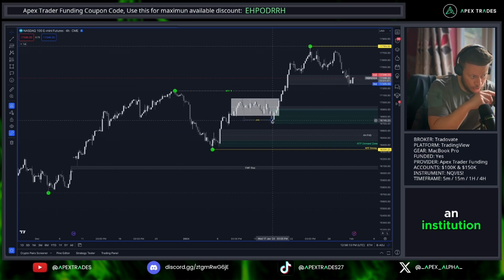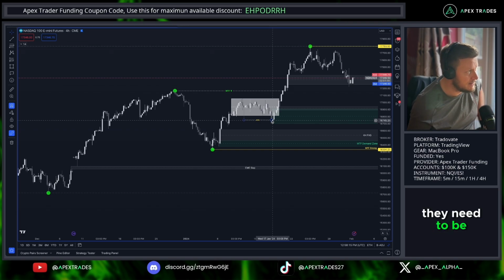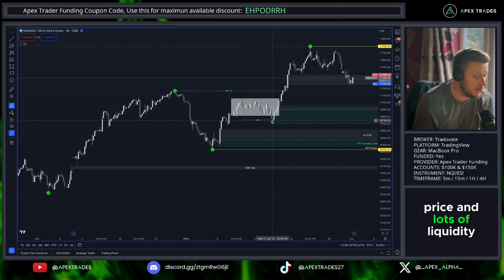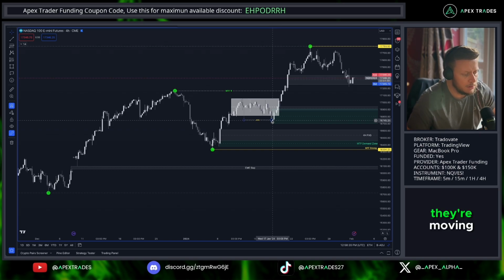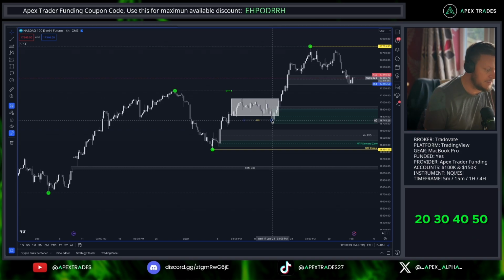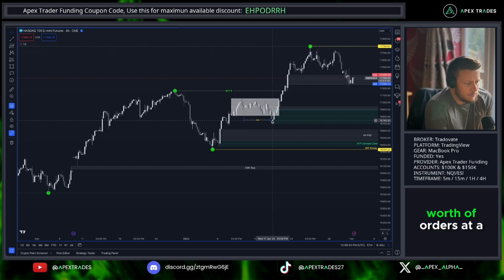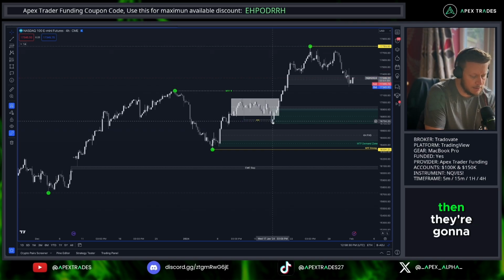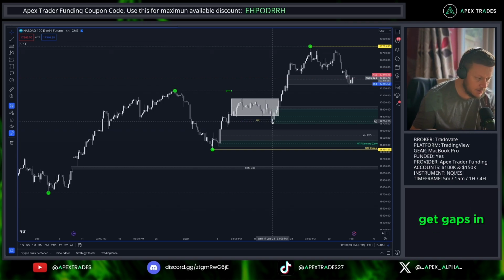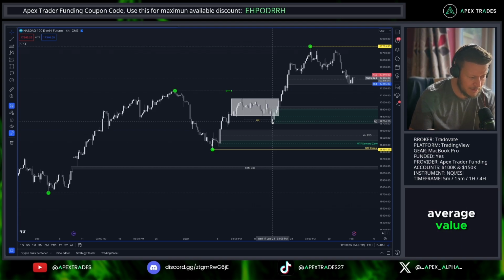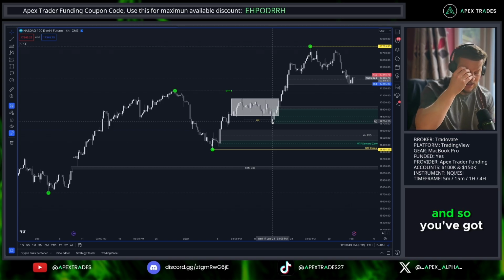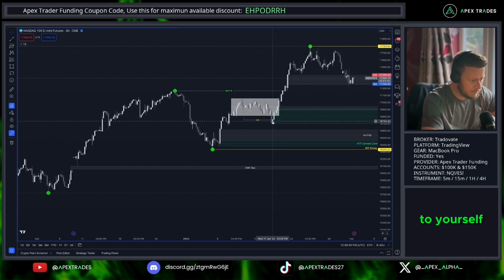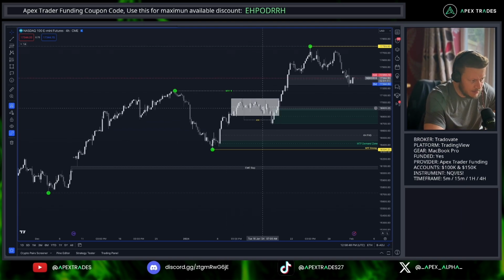If you think of an institution, what's their reality? They need to be able to get price and lots of liquidity, because they're moving 20, 30, 40, 50, 60 million dollars worth of orders at a time. If there's not enough liquidity on the order book at a specific level, they're going to get slippage and gaps in the order book, which means the average entry for the buys is going to be way higher than what they wanted for that move to go long.